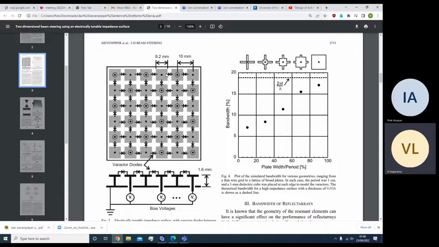Can you go to the next figure, please? Next page, please. I will tell you how they have done. Fourth page.